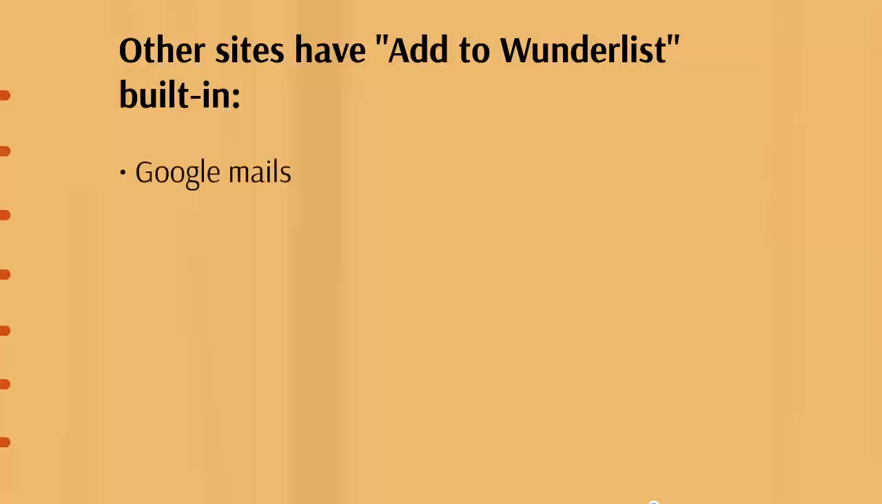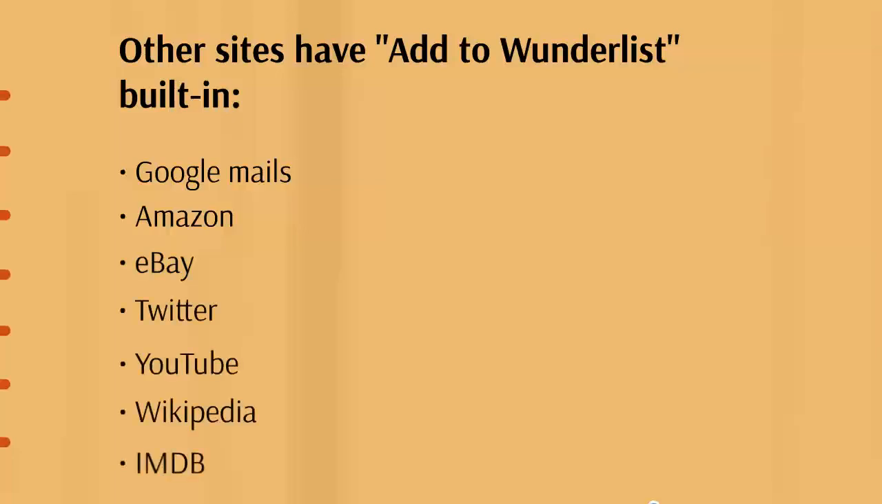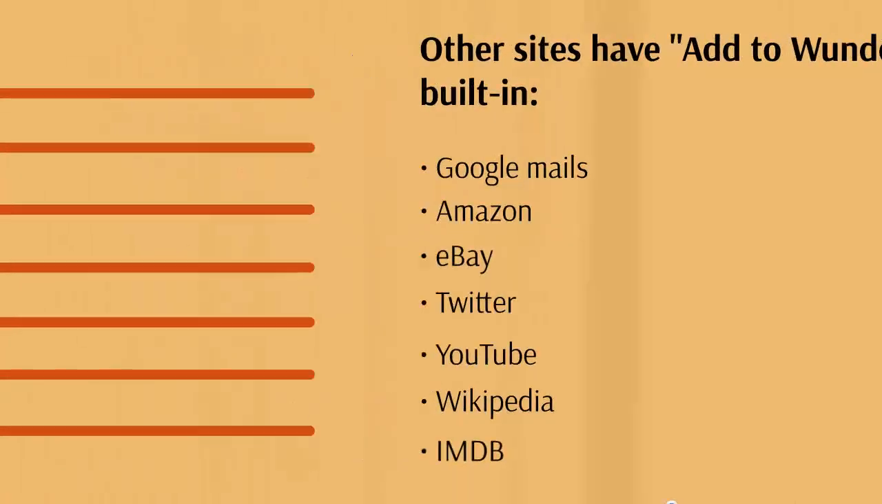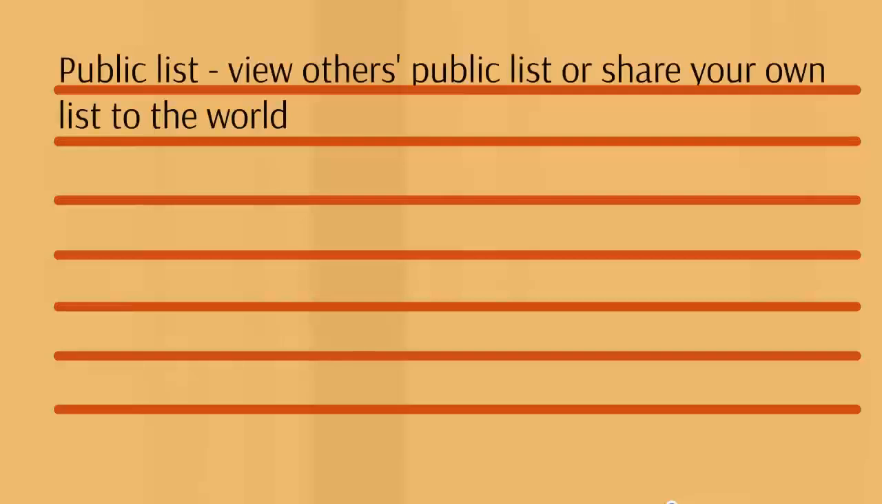Now, other sites that have add to Wunderlist built in are Gmail, Amazon, eBay, Twitter, YouTube, Wikipedia and IMDb. The nice thing about that is it allows you to integrate what you're using in your day-to-day lives into Wunderlist. And Wunderlist is growing and it's really big, and it's getting integrated into all sorts of platforms, which just makes life easier for you in the long haul.